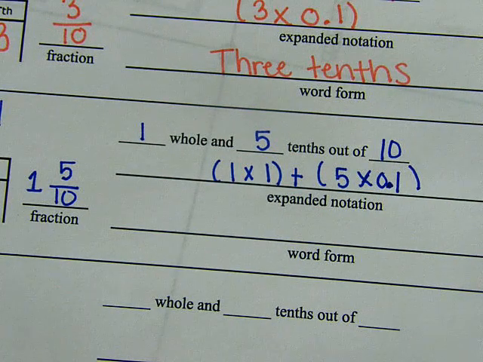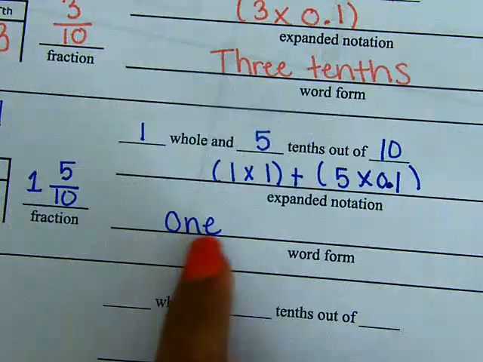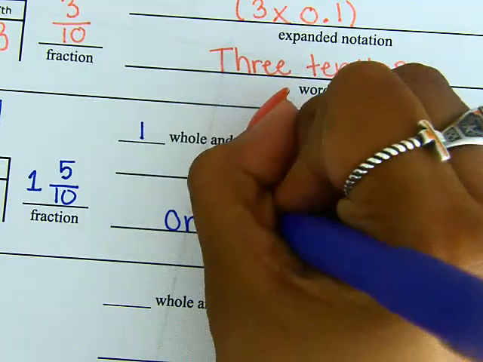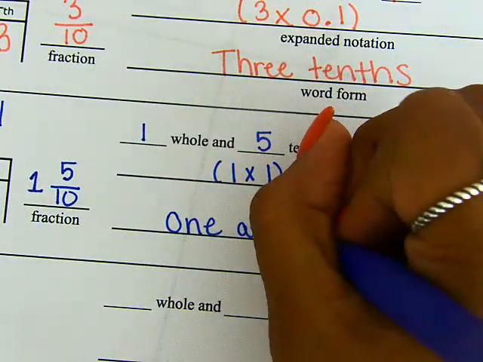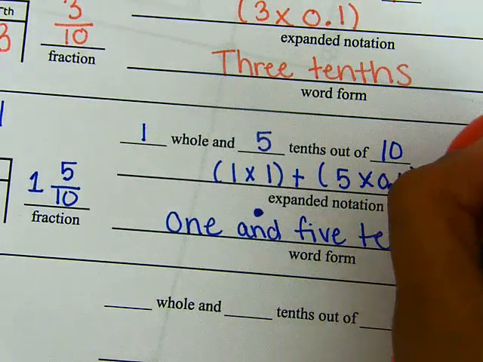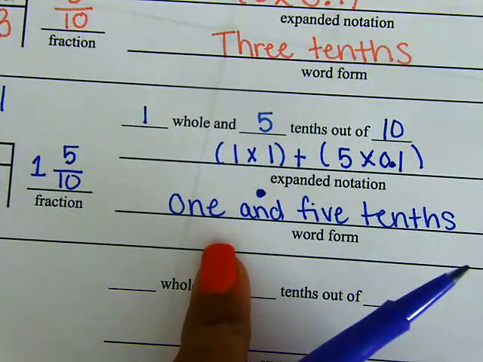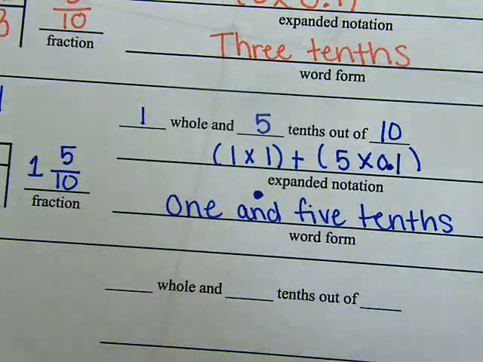Now let's write this in word form. Remember, I use the word and. 1 and. Right here, this and represents my decimal point. 1 and 5/10. I still use that word and because that is also like my decimal. I'm separating my whole numbers from my decimals.